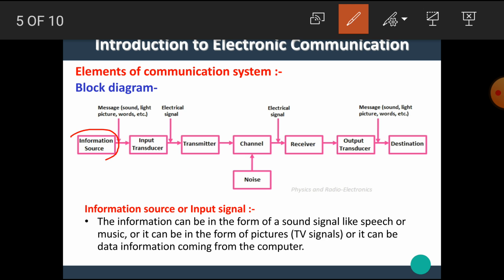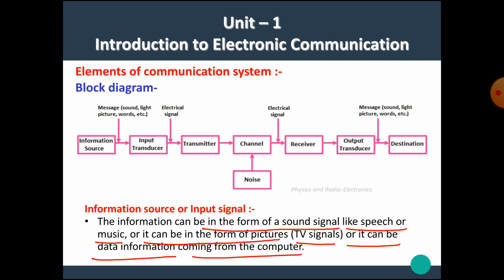Our first block is information source or the input signal. Here the input signal is a message which may be a sound, a light, a picture, a word, etc. The information can be in the form of a sound signal like speech or music, or it can be in the form of pictures like TV signals, or it can be data information coming from the computer. That means there are a number of information sources present in the communication system.